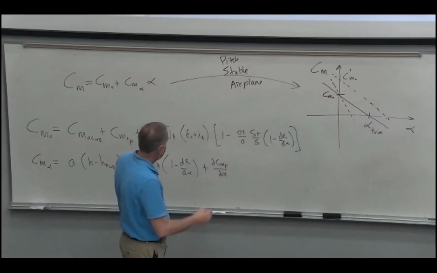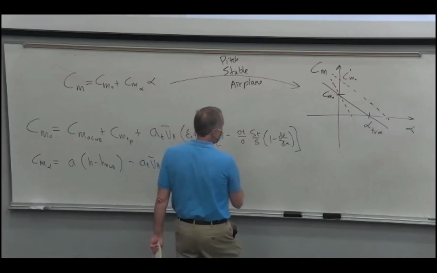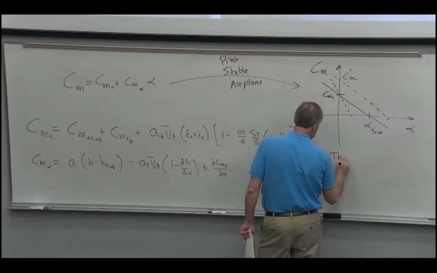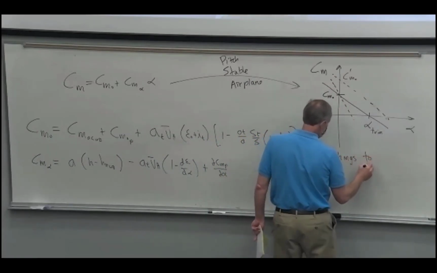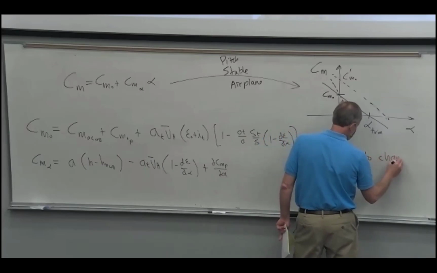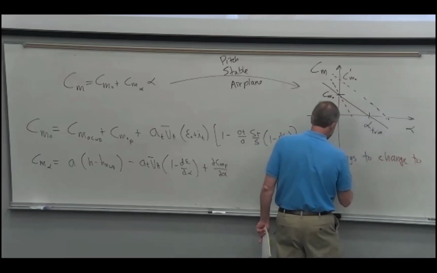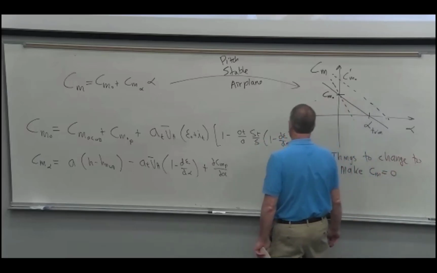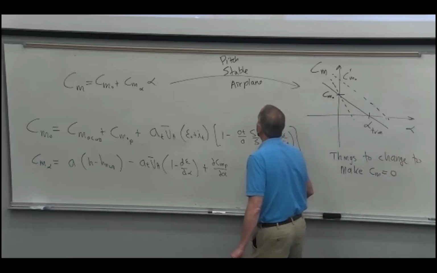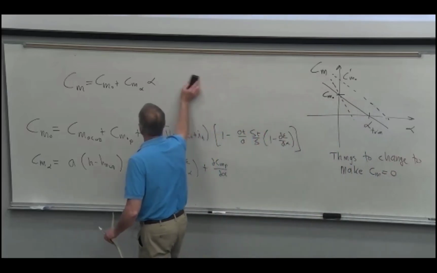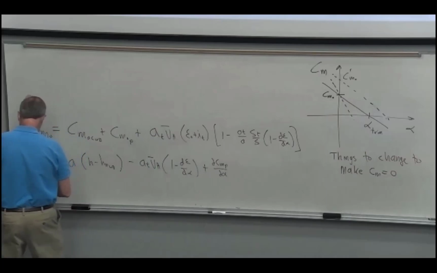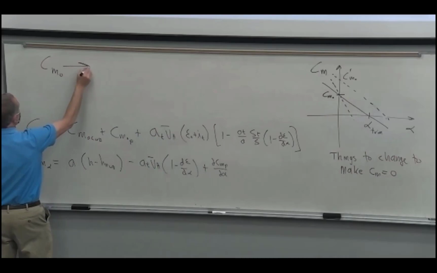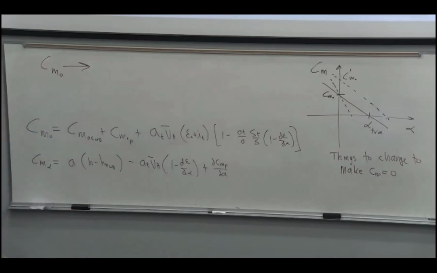So how do we make sure that CM total is 0? What are the things in here that we can change? In other words, what can we change to control or make CM equals 0? So let's look at all the options in the equations. So let's start with CM0. These are the things in CM0 that we could change.